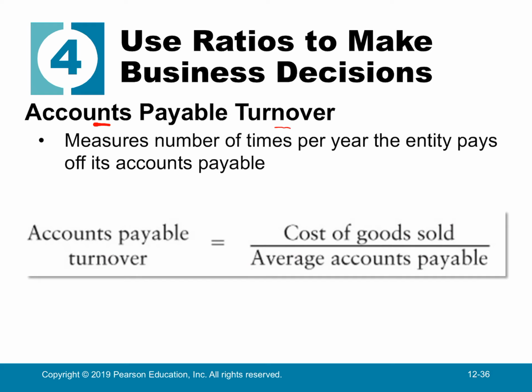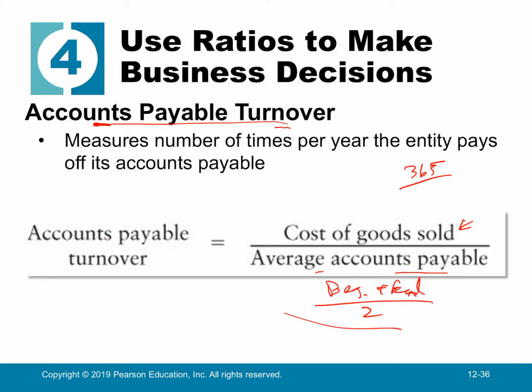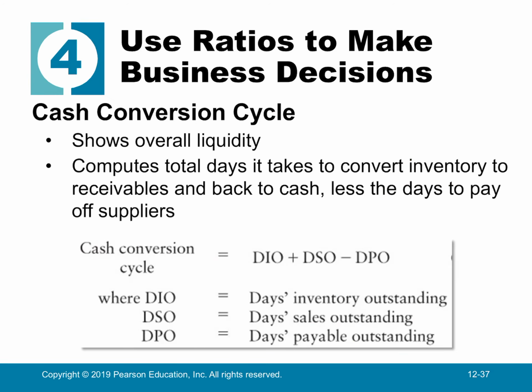And so with accounts payable turnover, we calculate that by taking cost of goods sold, dividing by average accounts payable, right? Beginning plus ending divided by 2. And so that gives us the accounts payable turnover. And again, we can take 365 divided by this number, and that gives us how many days our payables are outstanding. So if we convert all of these to days, we have days that inventory is outstanding, days that sales are outstanding, days that payables are outstanding, and that gives us the cash conversion cycle.